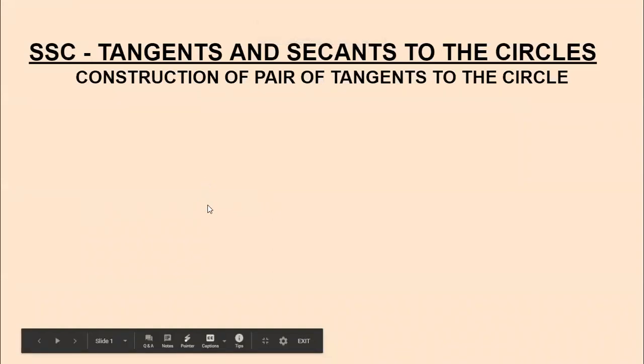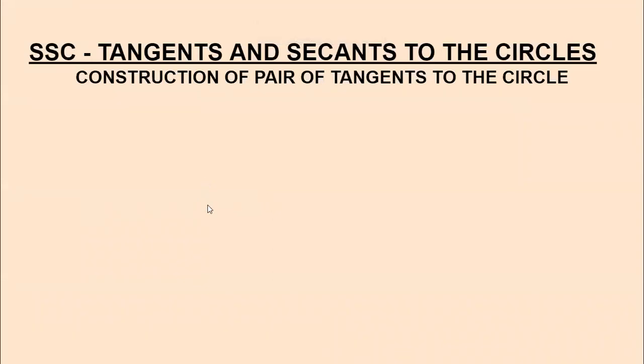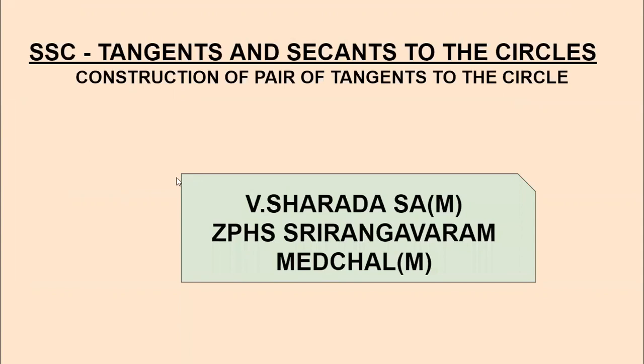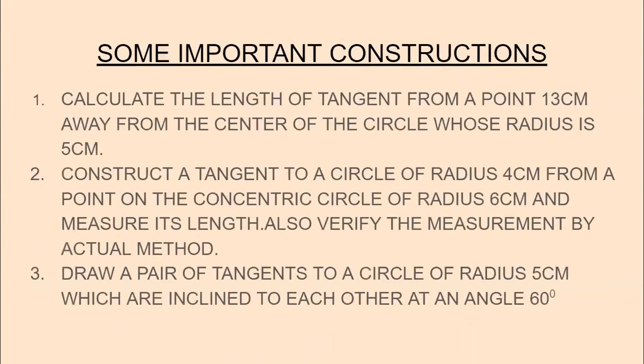A very important topic, that is tangents and secants to the circle, construction of pair of tangents to the circle, which the problems in this will come for in the academic standard, that is visualization and representation, which carries 4 marks for SSC board exam. So there are major 3 constructions in this chapter, very important 3 types of constructions.